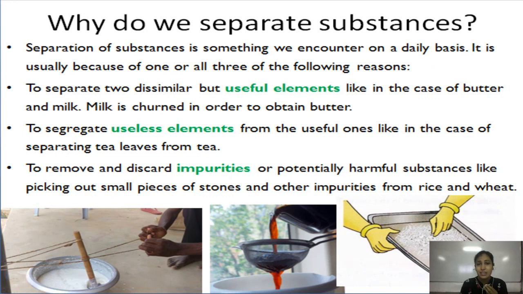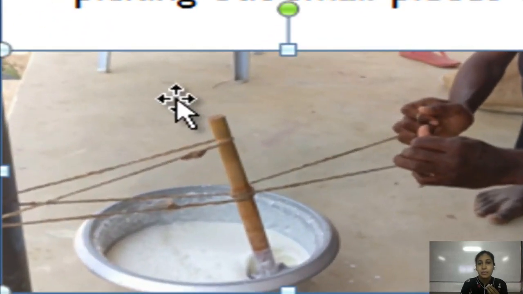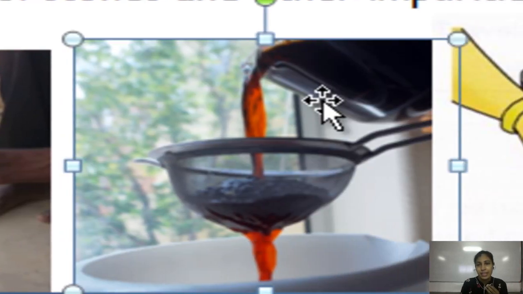There are three main reasons. First reason, to separate two dissimilar but useful elements, like in the case of butter and milk. Milk is churned in order to obtain the butter. Second, to separate out the useless elements from the useful elements, like in the case of separating tea leaves from tea.